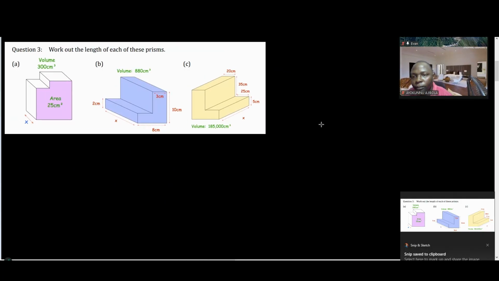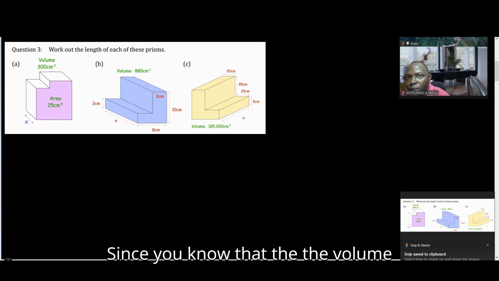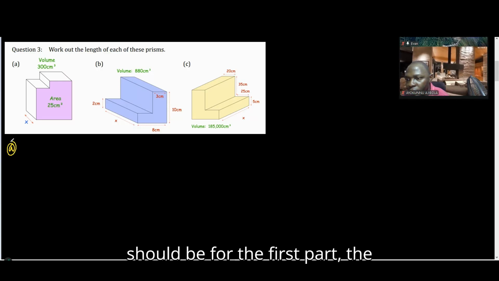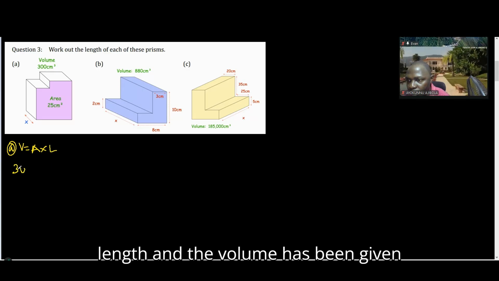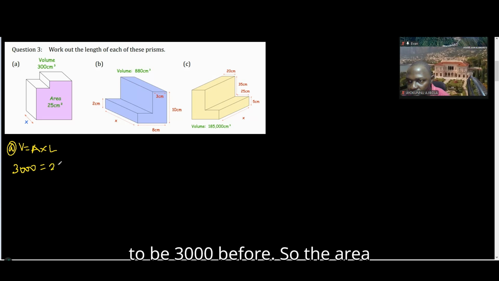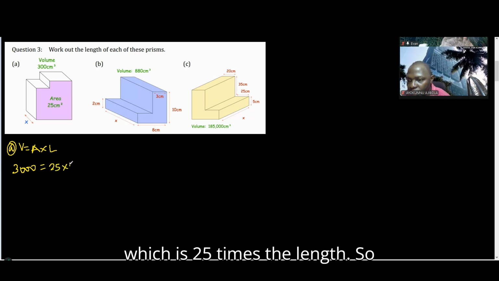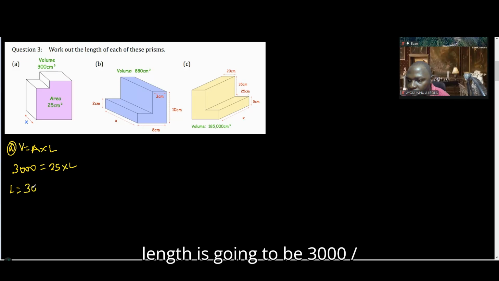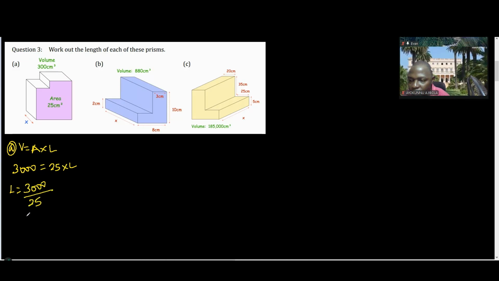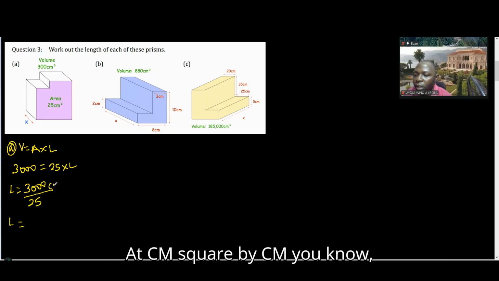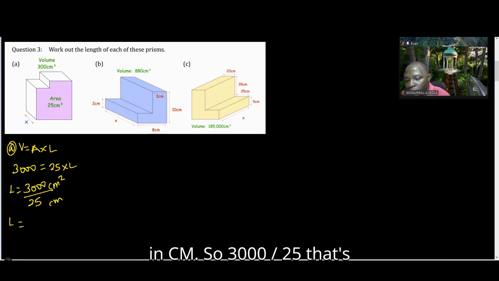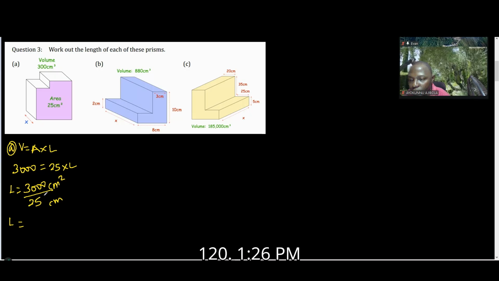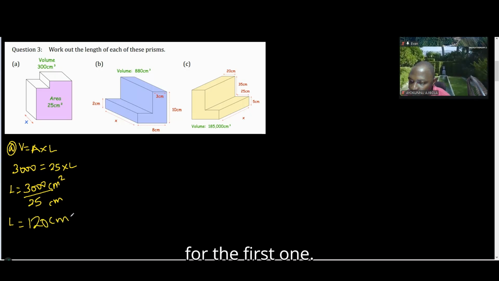So we have this one. Since you know that the volume, for the first part, should be that area times the length. And the volume has been given to be 3000 equal to the area, which is 25, times the length. So length is going to be 3000 divided by 25. That's cm square by cm, and your unit is going to be in cm, so 3000 divided by 25, that's 120. 120 cm for the first one.